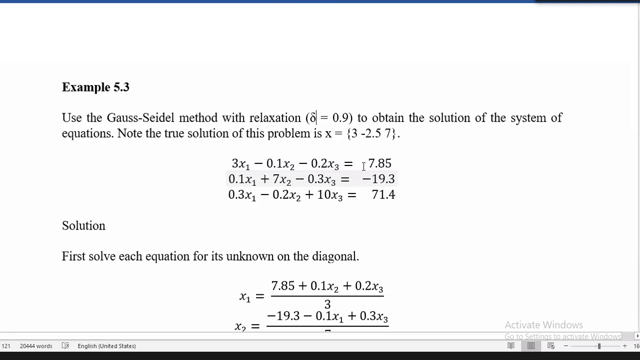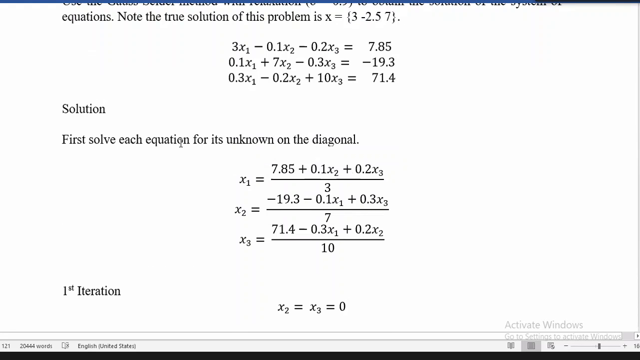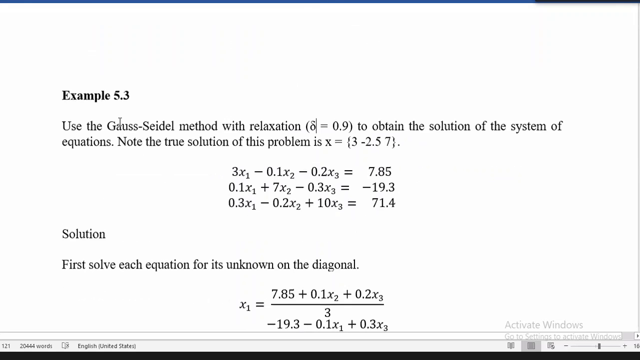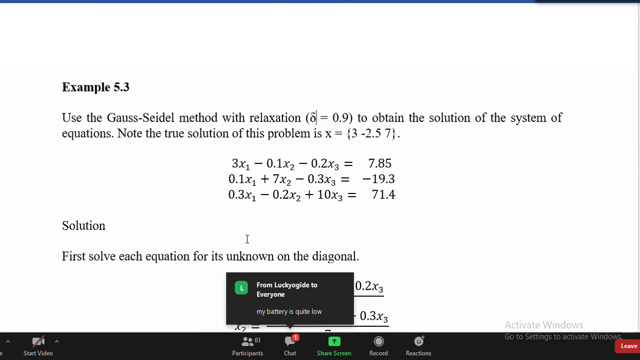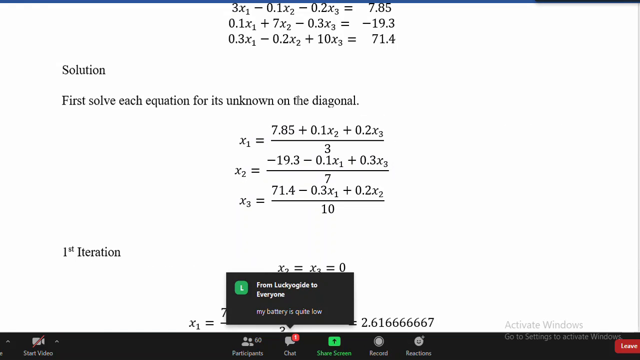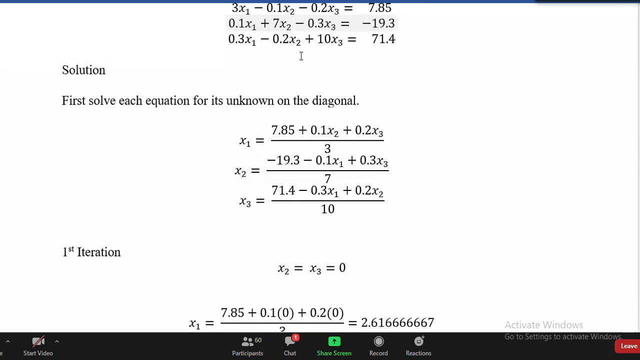All right, so this is the question we want to resolve now using Gauss-Seidel. The answers are 3, minus 2.5, and 7. We should use Gauss-Seidel. You can use Jacobi iteration or Gauss-Seidel with relaxation, lambda equals 0.9. So first solve for each unknown on the diagonal. x1 is this, x2 is this, x3 is that from here. Make x1 the subject of the first equation, x2 the subject of the second, and x3 of the third.